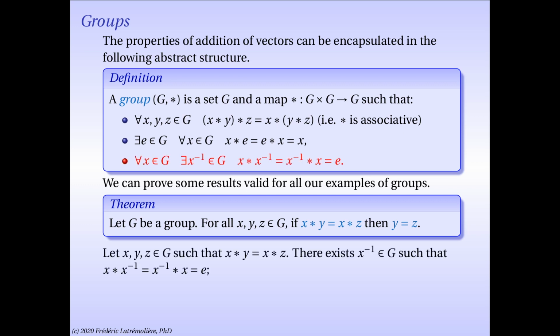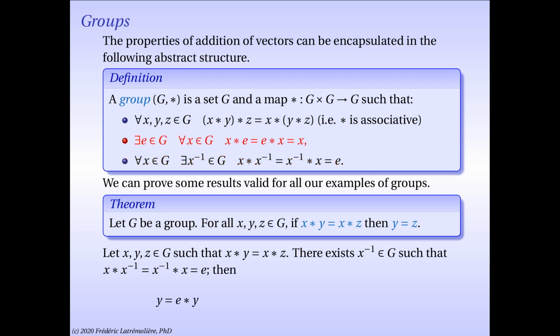So let x, y, and z be elements of G such that x star y is equal to x star z. Now, by the property now highlighted in red of a group, there exists an x inverse in G so that x star x inverse is equal to x inverse star x is equal to e.